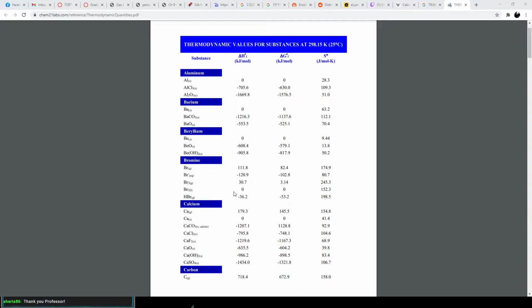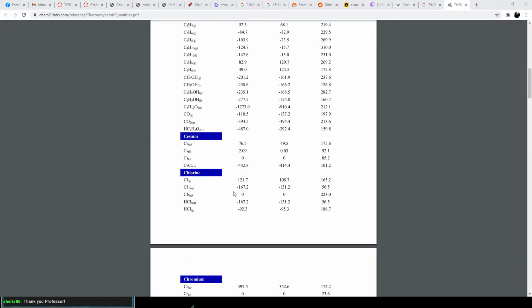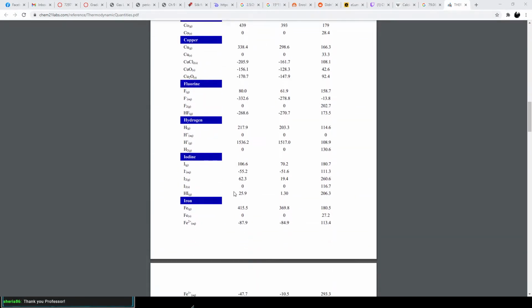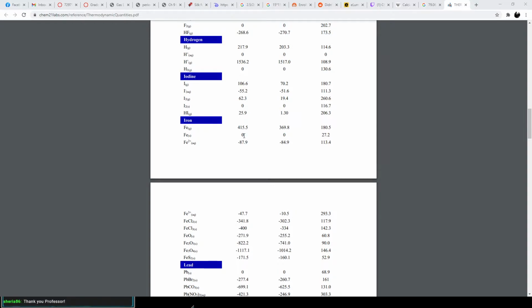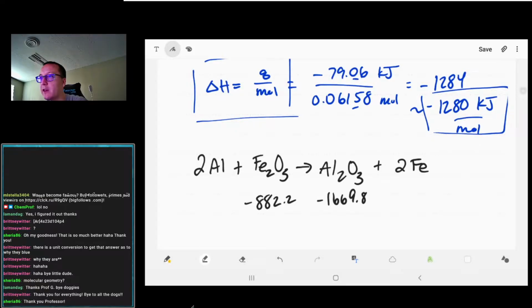Let's see, what else do we have? We have iron oxide as well. Remember that elements in their natural state, like iron solid, are always 0. So we only need to look up things that are parts of compounds. And that one looks like it's going to be negative 22.2. Okay, back to the regular window, now that we have our values.